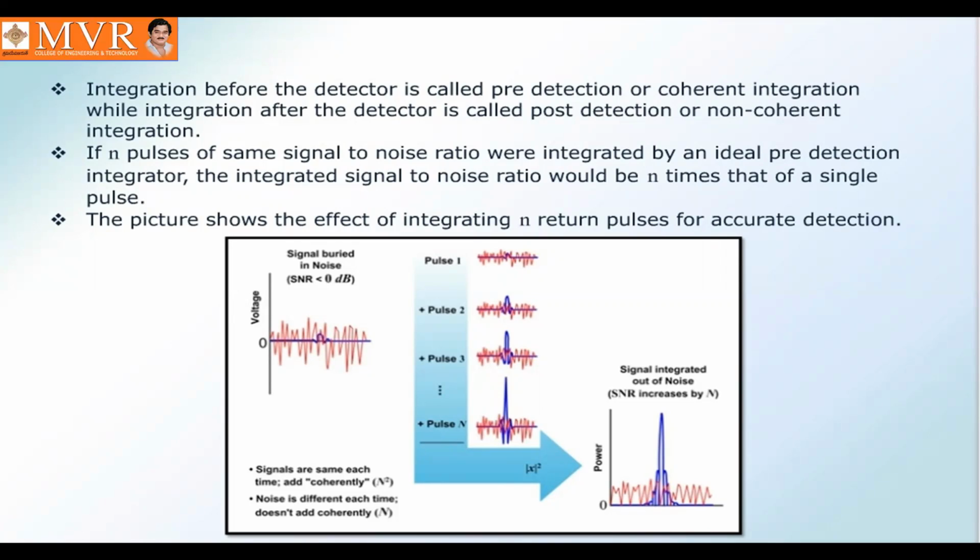So what happens at the output? At the last pulse we have taken, we see the maximum value here. See this one, the signal to noise ratio is more. Whereas if we consider pulse 1 alone, the signal to noise ratio is very, very less. While at the final integrated output, the amplitude is much greater, which is the effect of the integration.